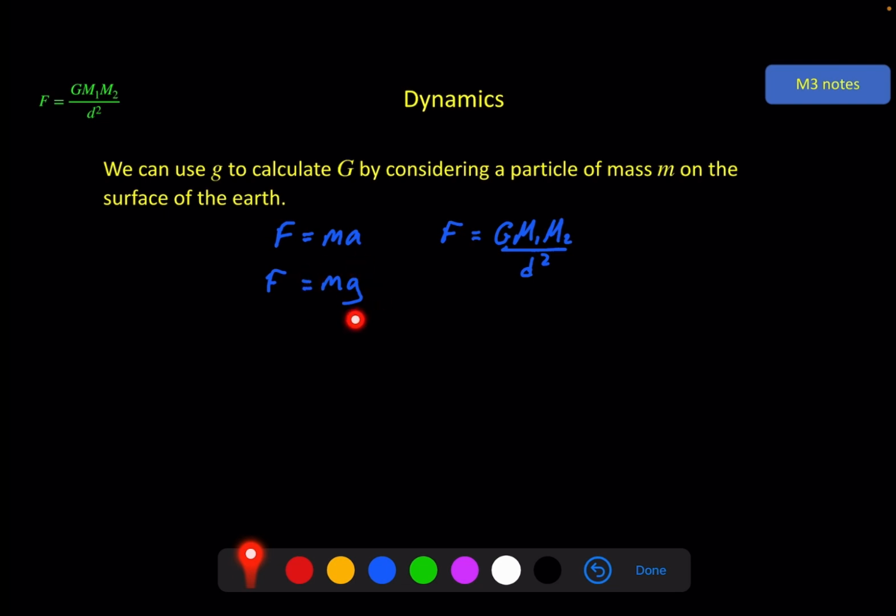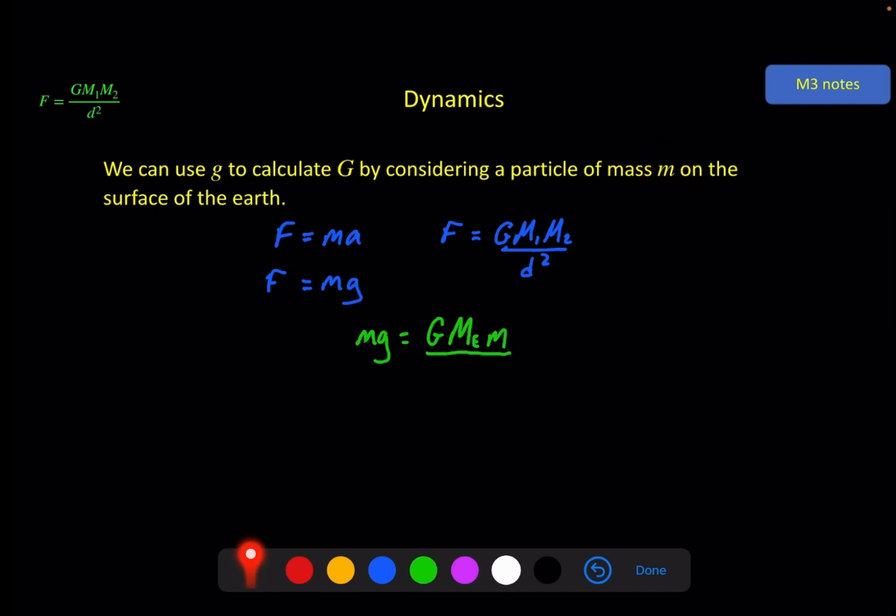If this is also equal to this, then we can rearrange and get capital G in terms of little g, which we already know is approximately 9.8. So equating these two things, we get mg on the left is equal to capital G, where one of these two m's is the mass of the Earth, so let me call that me, and the other one is the mass of the particle, little m, this m here.